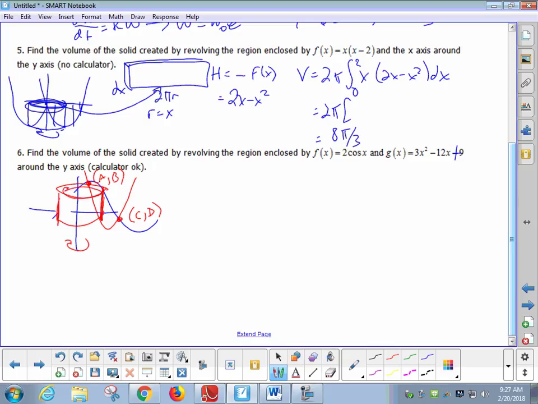If I revolve that around the y-axis, then I'm looking at using x only and a shell, 2 pi r and the height. What's the radius? X. How will you find the height of these? Look at all these red segments. Upper minus lower. Upper being f of x or g of x. What's on top, the cosine or the parabola? The cosine. How embarrassing. That's f of x minus g of x.